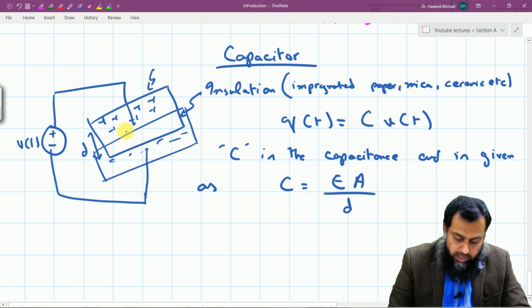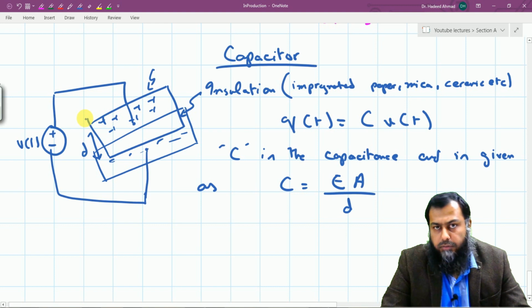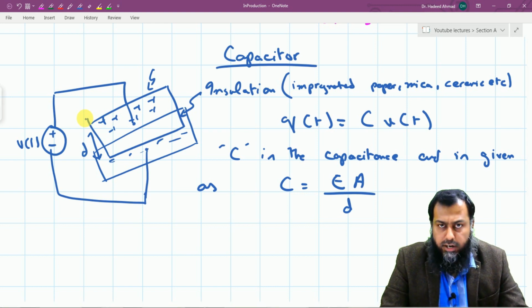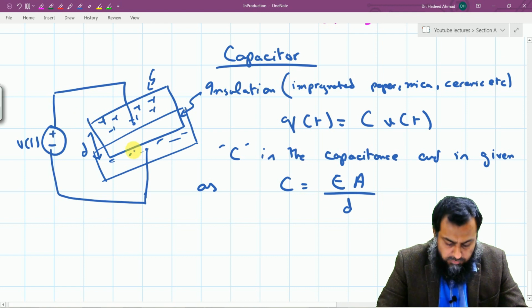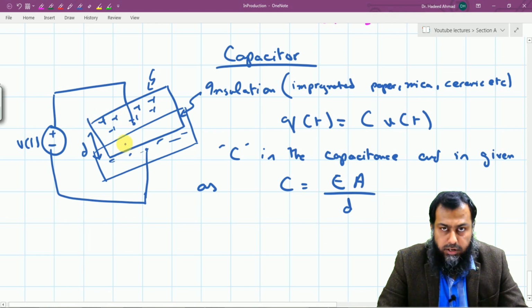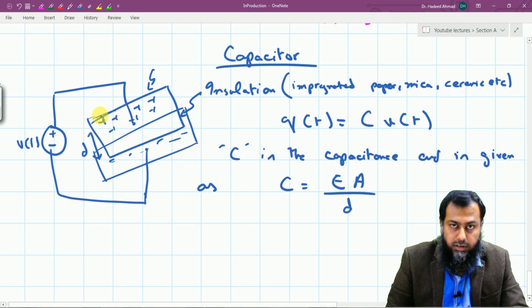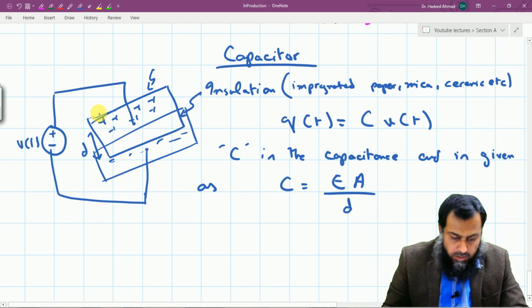Now the current flow here follows the famous theory of physics, which is known as displacement current. So you should go through some basic undergrad books on physics to understand how current actually flows through this particular capacitor. However, because of the insulation here, the simple theory is not much relevant. So C is equal to epsilon A over D.